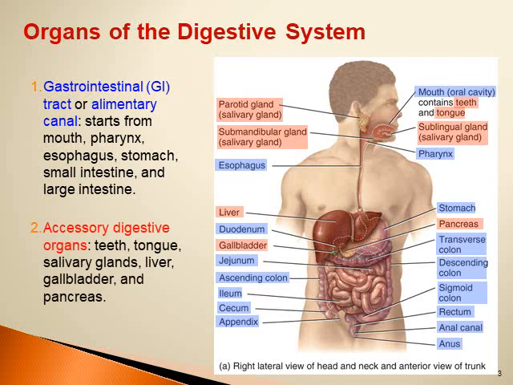The other group of organs of the digestive system are the accessory digestive organs, and these are organs present around the alimentary canal or the main gastrointestinal tract. These are the teeth, the tongue, the three pairs of the salivary glands, the parotid glands, submandibular glands, and the sublingual glands, and also the liver, gallbladder, and pancreas.